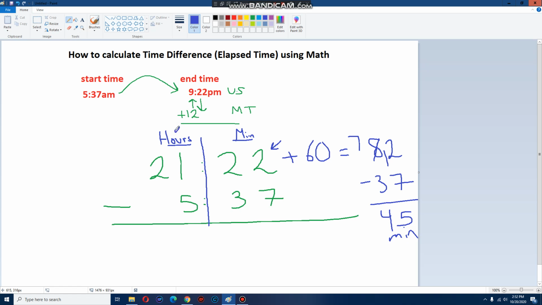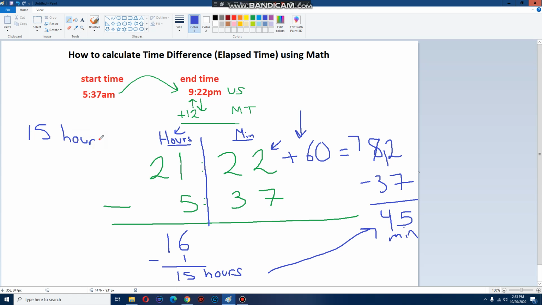Let's go to the hour side now. 21 minus 5 is what, 16? But wait a minute. I had to add a 60 over here. I had to add an extra hour. So if you add the extra hour on the minutes side, I need to minus that extra hour on the hours side. And 16 minus 1 is 15. And final answer, the time difference between 5:37 in the morning to 9:22 p.m. at night is 15 hours and 45 minutes. So when you write your answer, you'll write 15 hours and 45 minutes. And that's basically how you do time difference.